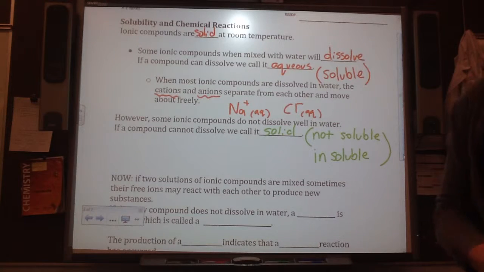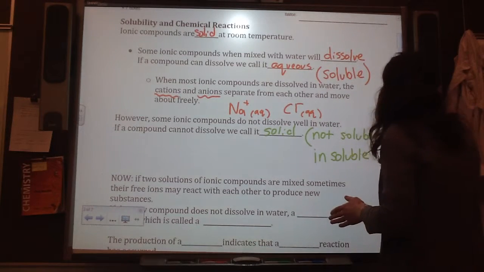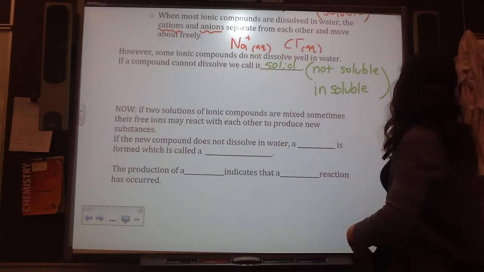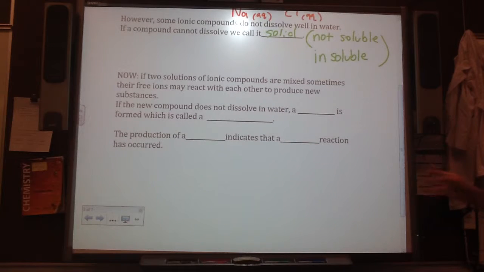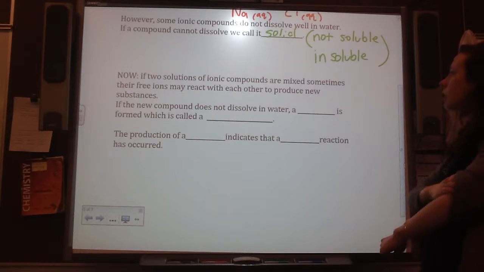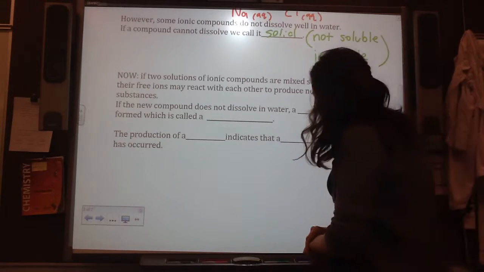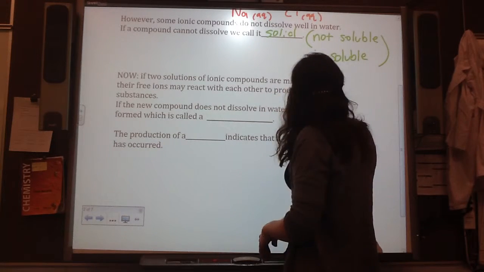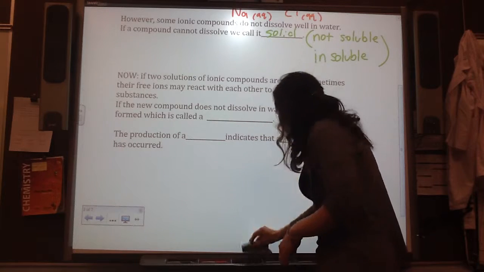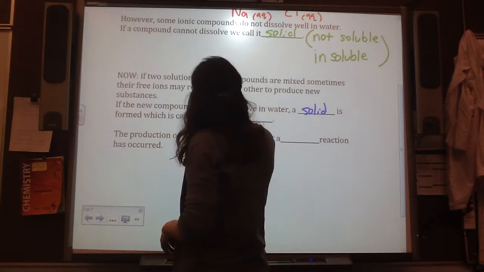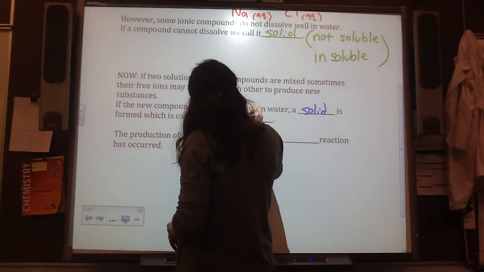Now, sometimes, and I'm going to show you in a minute how you tell which ones are which, if two solutions of ionic compounds are mixed, their free ions may react with each other to produce new substances. If the new compound does not dissolve in water, a solid, use a blue color, a solid is formed, which is called a precipitate.